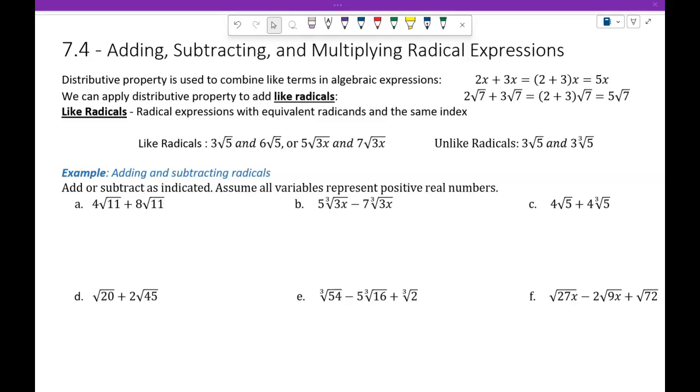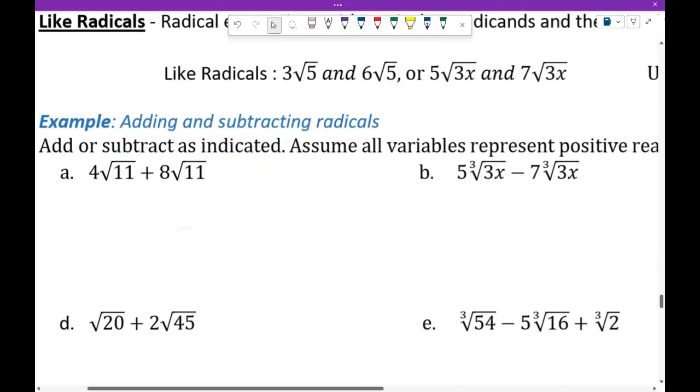In order to add and subtract radical expressions, we have to have like radicals, which are radical expressions that have the same radicand and the same index. For multiplication, we're just going to apply distributive property. So let's go through some examples on how to add and subtract radicals, followed by multiplication.